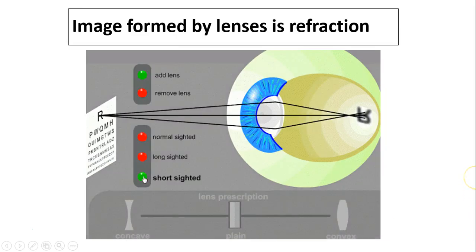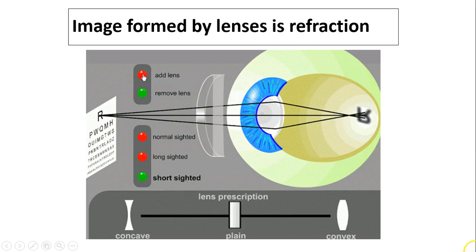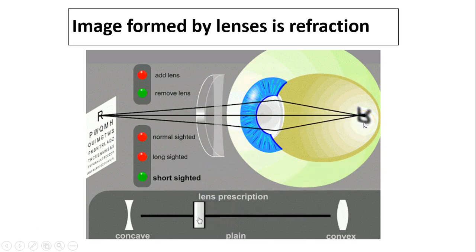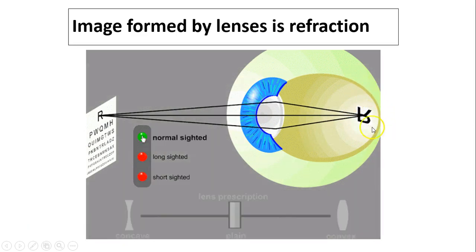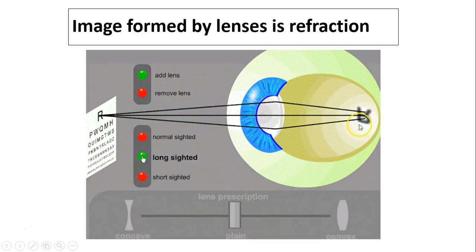Let's take a look at image formation by a lens, which is also refraction. Like some of you, I'm nearsighted. So this is what happens. I can't see the image clearly without glasses. In order to see the image clearly, I have to modify the rays by using a concave lens. The concave lens can spread the rays, so the rays will reach the retina of the eye and I can see clearly.